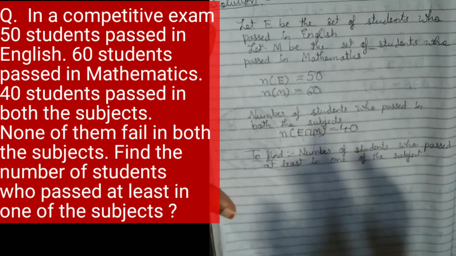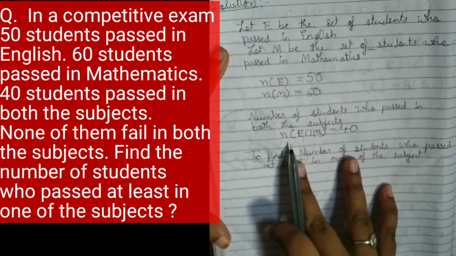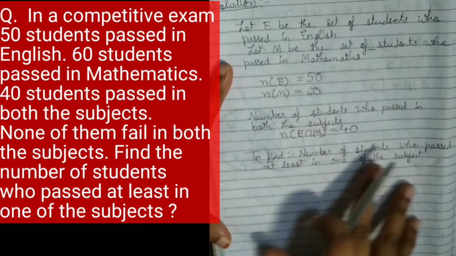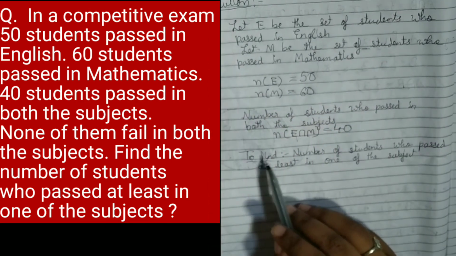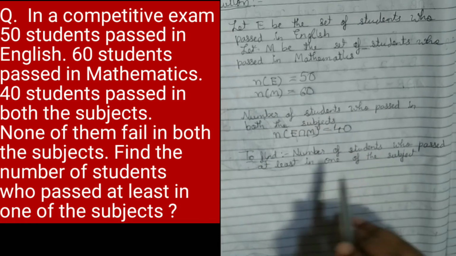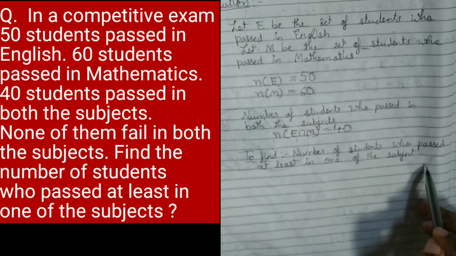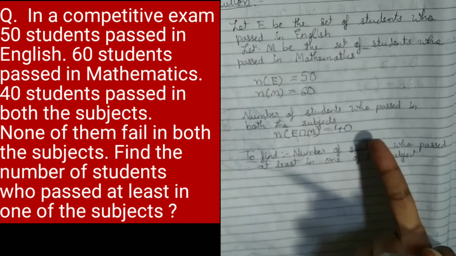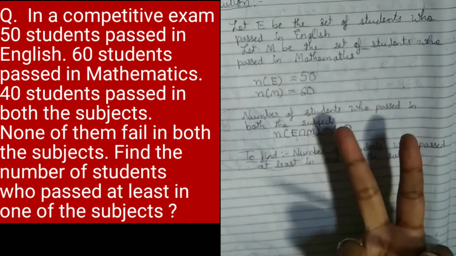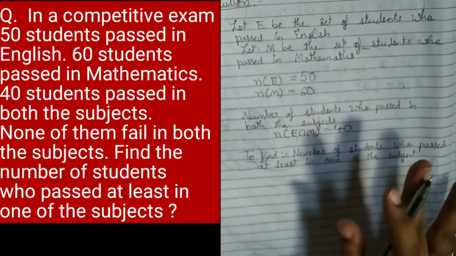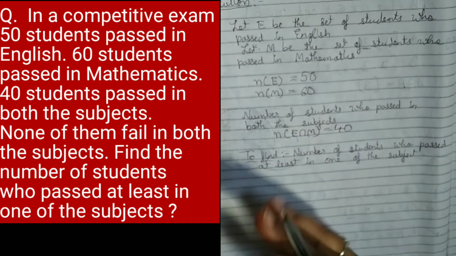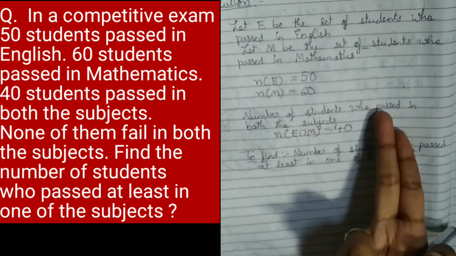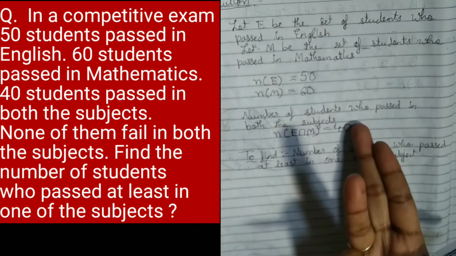Okay, see, it is given in the question that none of the students failed in any subject. Okay, so all students passed. See, we have to find the number of students who passed at least in one of the subjects. At least in one means they have passed in English or mathematics or both. Anything is possible. Okay, at least one means they can pass either in English or in mathematics or in both.